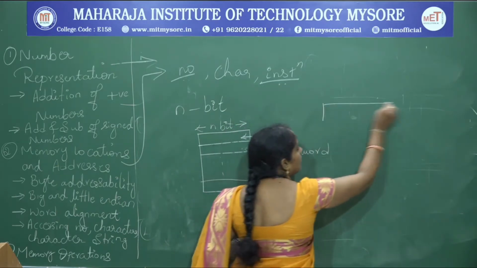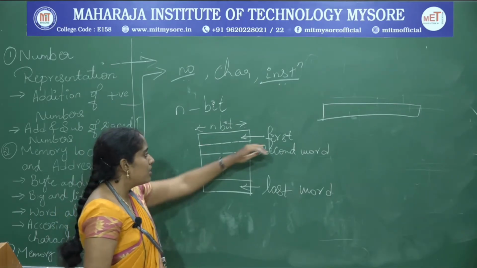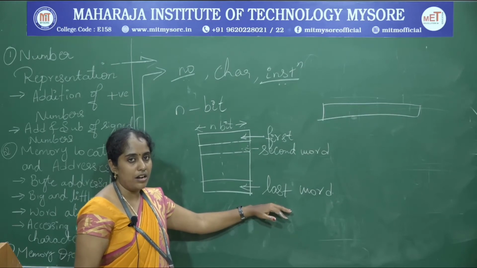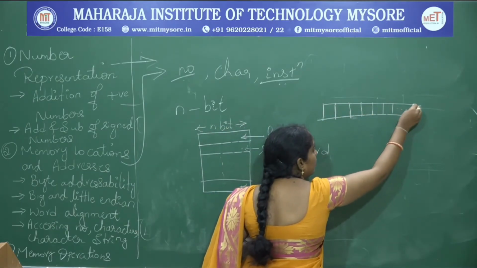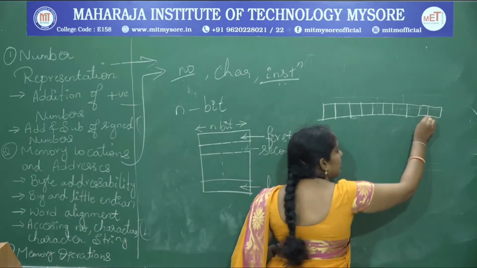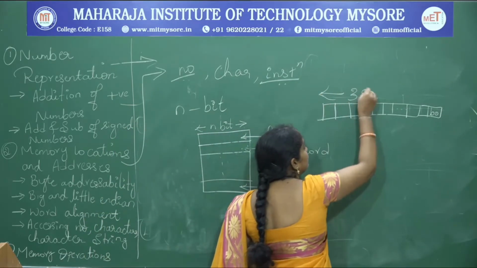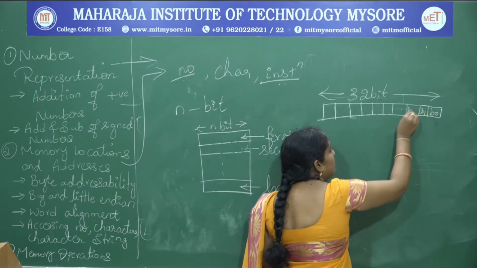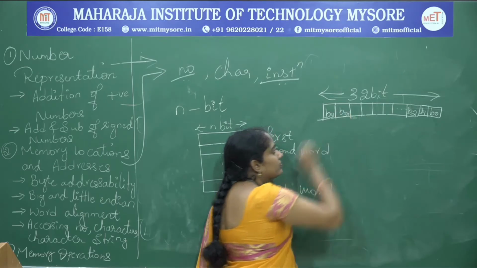Say for example, if the n value is 32, then 32 bits is the word length. The first word length is 32 bits, the second word length again is 32 bits, and the last word length again is 32 bits. As I said, the memory is divided into millions of 1-bit cells. In this 32-bit word, this is bit 0, bit 1, bit 2 and so on, up to bit 31 and bit 30.